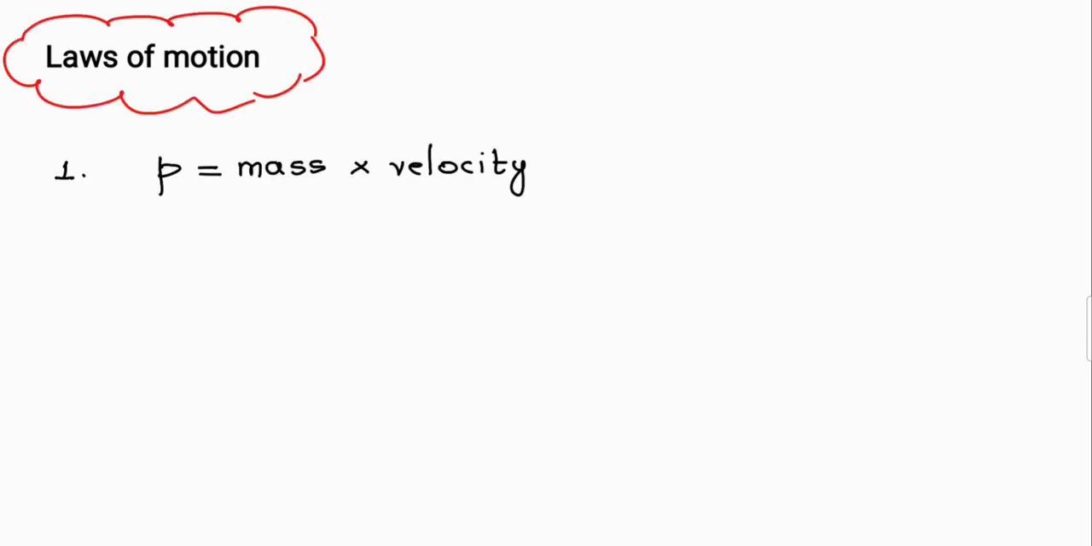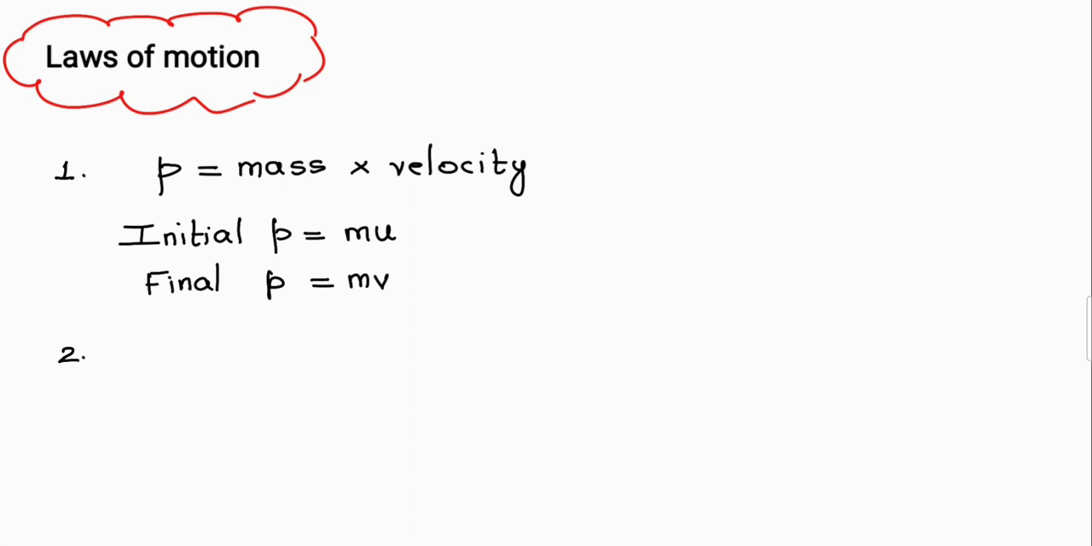Laws of motion. Let's go through the formulae needed to solve the sums. So the first formula we need is momentum. Momentum is equal to mass into velocity. If they ask you in the question, find initial momentum, then the formula will be mass into initial velocity. And if they ask you to find final momentum, then the formula will be mass into final velocity.